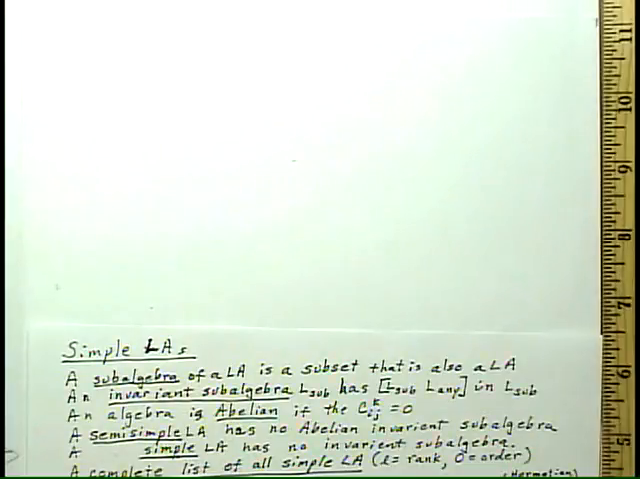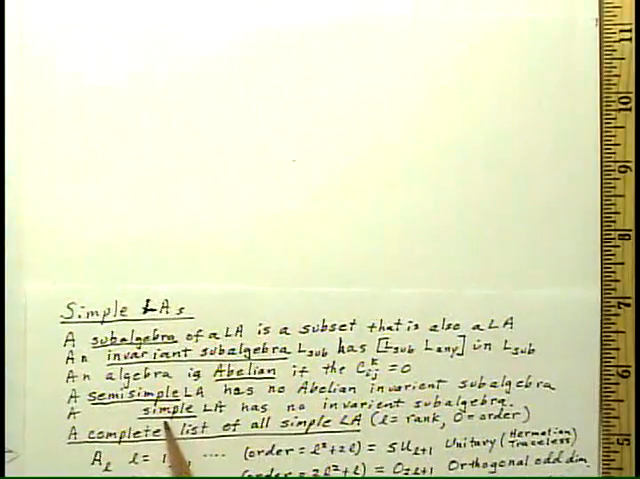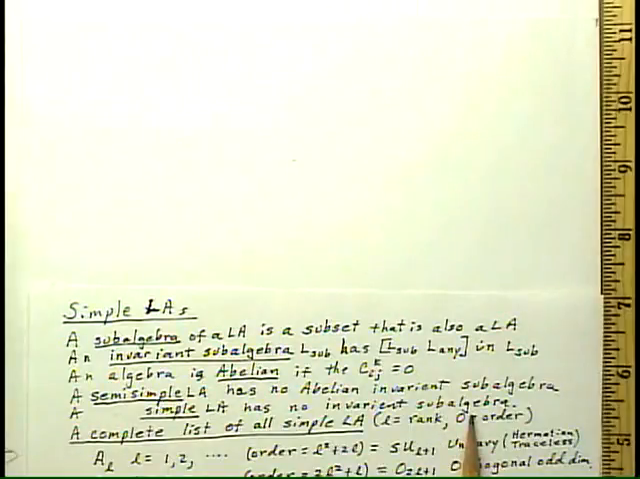An example of that would be x, y, and z for position in quantum mechanics. All three of those operators commute. A semi-simple Lie algebra is one that has no abelian invariant subalgebra. In other words, of these invariant subalgebras, there are none that are abelian. A simple Lie algebra is one that has no invariant subalgebra at all.